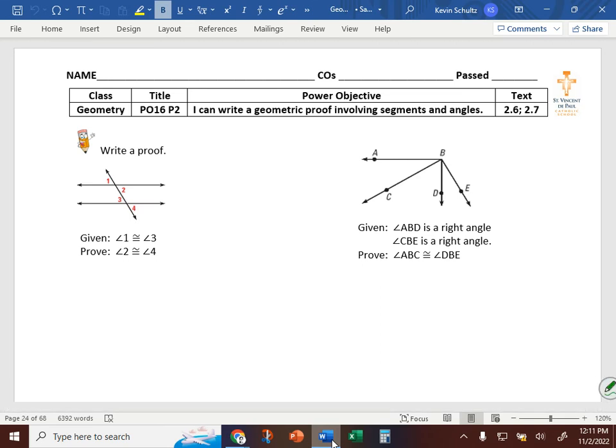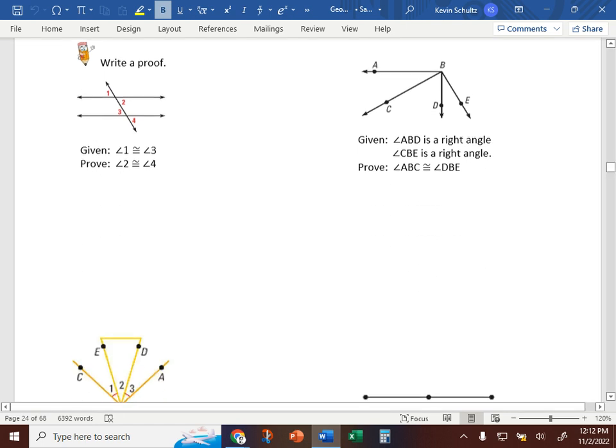Geometry. Today is the day that we are going to start writing geometric proofs. We're going to be using the theorems, the postulates, the properties, the definitions we've covered so far in a geometric sense. I only have 4 of them in PO16 Part 2. However, if it's clear that we need more practice, I've got plenty more that we could use. So it's not guaranteed this will be the only day that we cover proofs, but we'll see what happens.